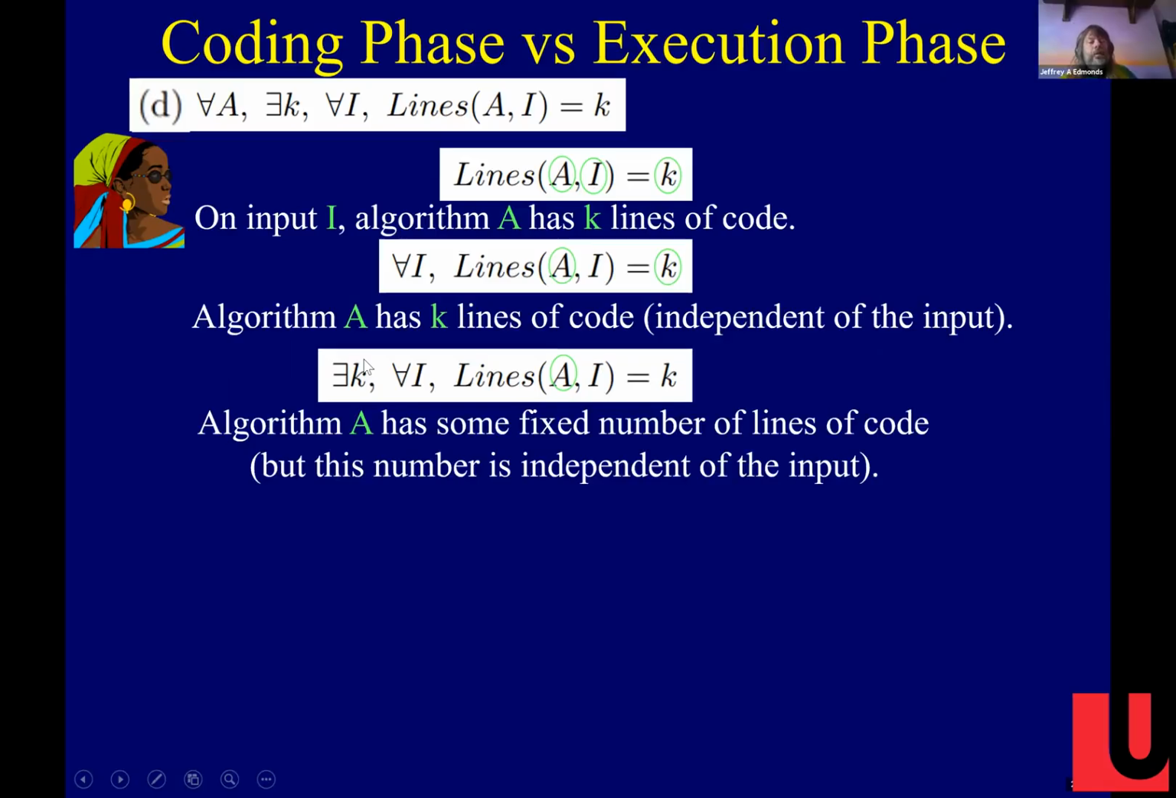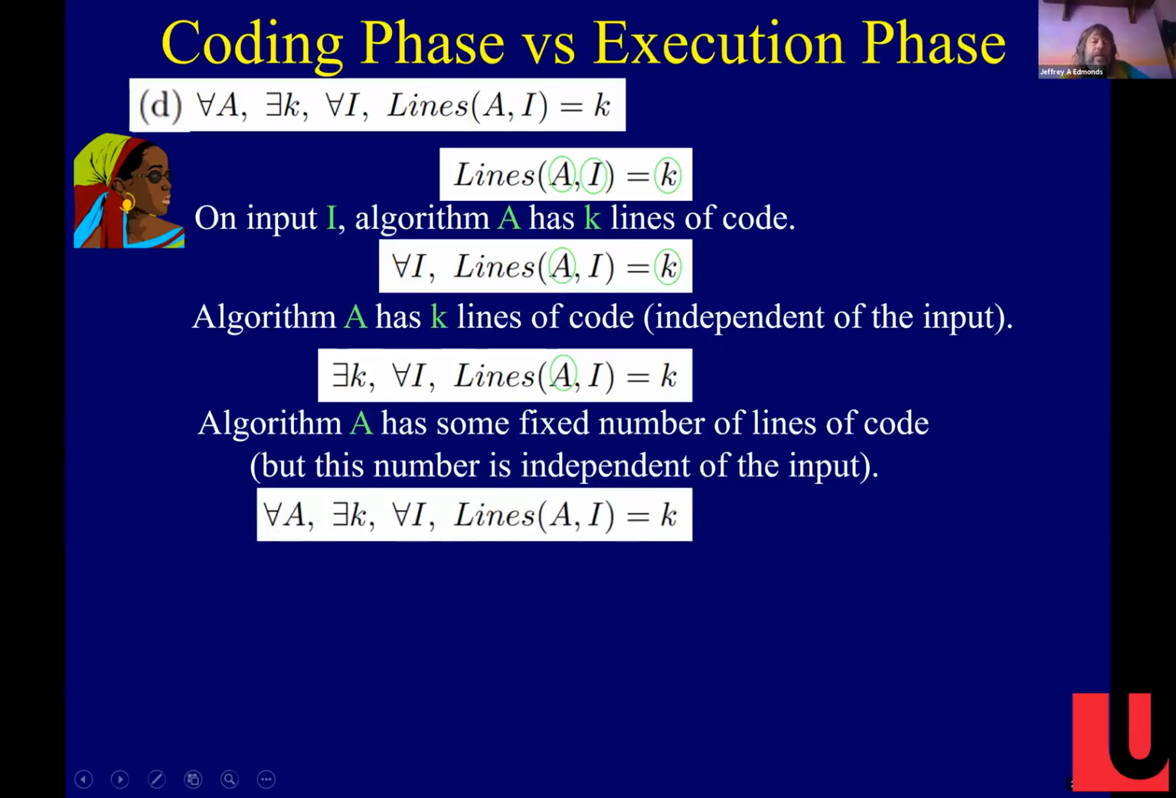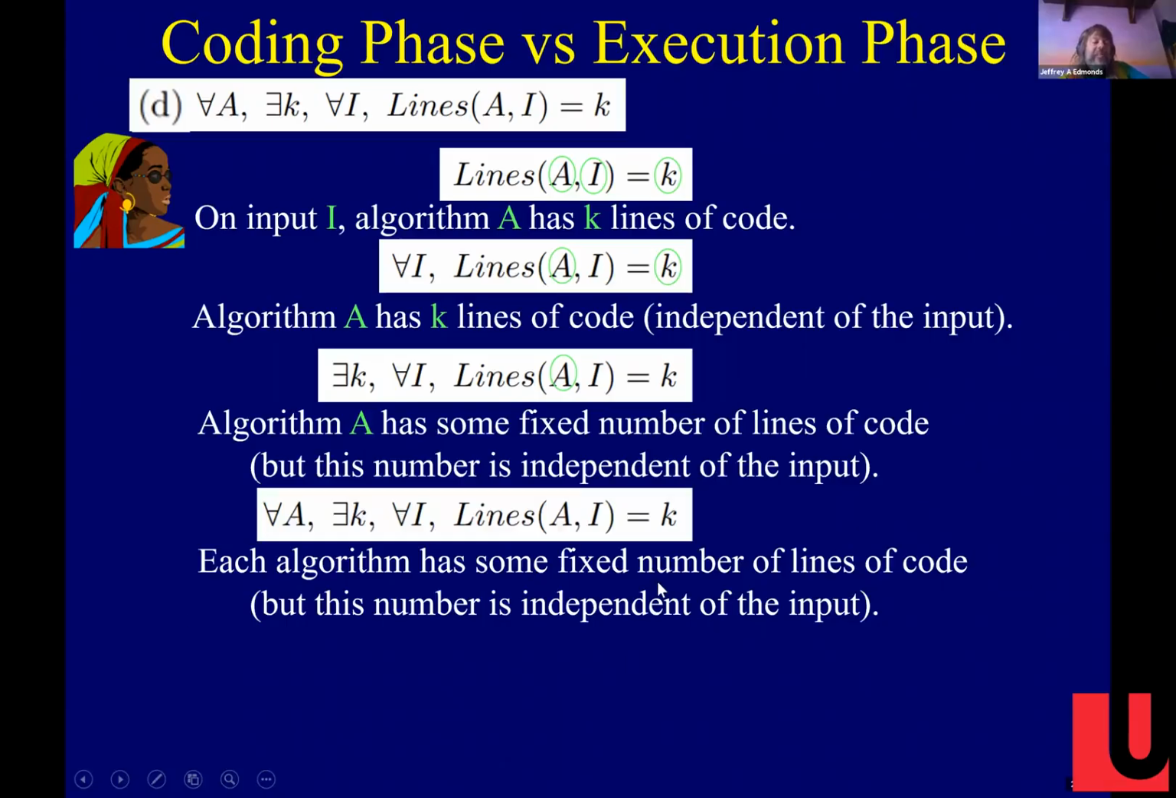So what are we saying about algorithm A? Well, it has some fixed number of lines of code. And this number doesn't depend on the input, right? We're saying there exists a K for which algorithm A has K lines of code. So algorithm A has some fixed number of lines of code, and that's true about every algorithm. Each algorithm has some fixed number of lines of code.